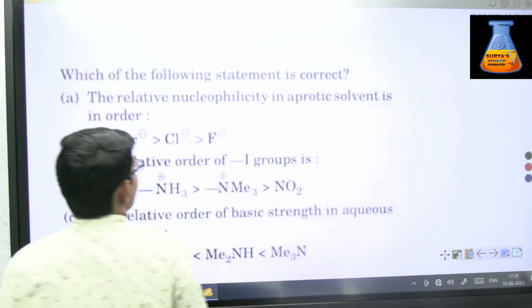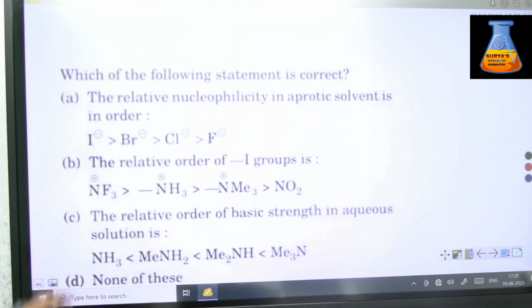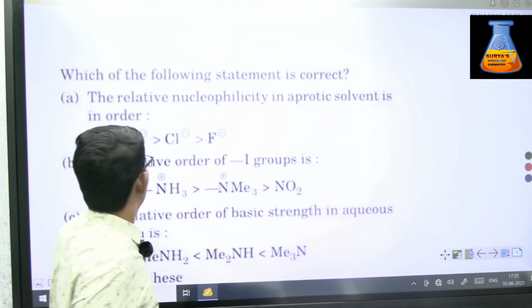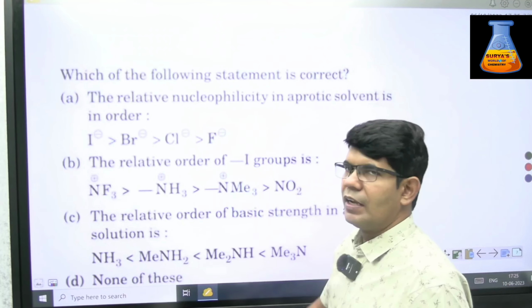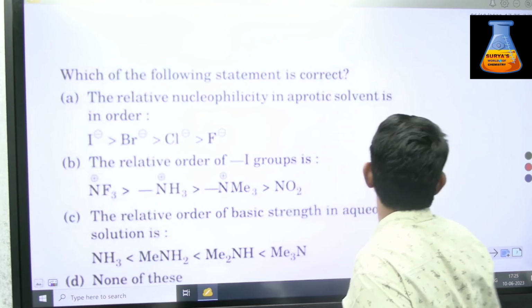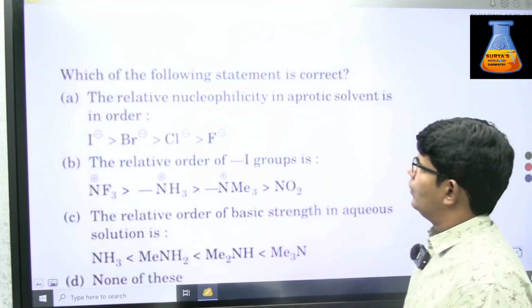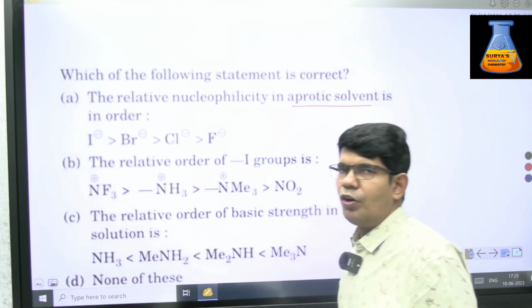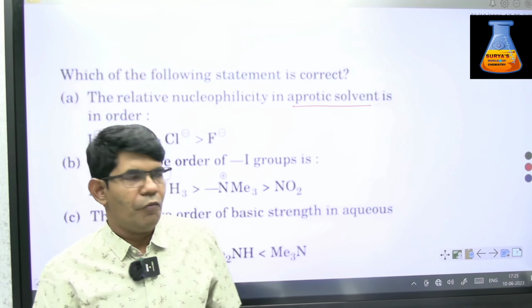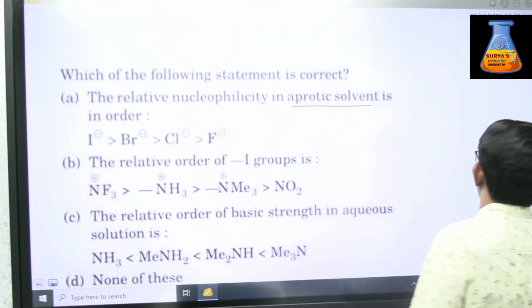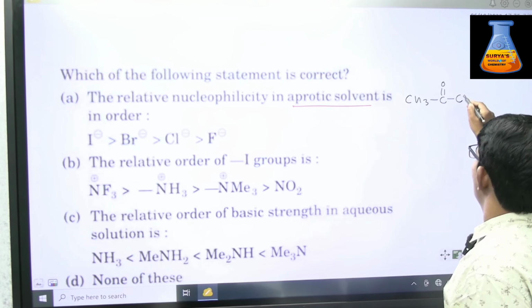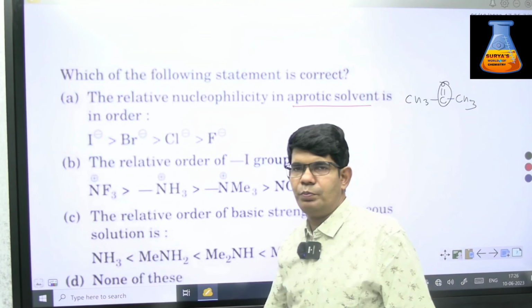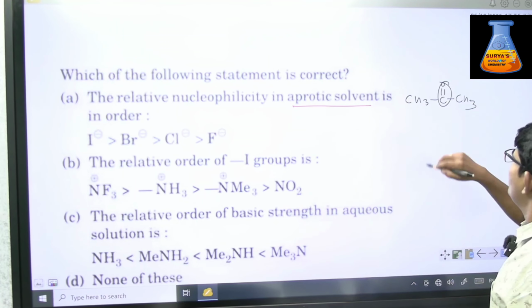Which of the following statements is correct? The relative nucleophilicity in aprotic solvent is given in the order I minus greater than Br minus greater than Cl minus greater than F minus. What do you mean by aprotic solvent? Where there are no active hydrogens. Like acetone, this is a polar aprotic solvent. Polarity is due to the presence of the C double bond O group.